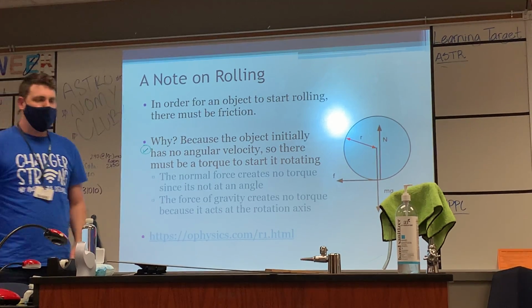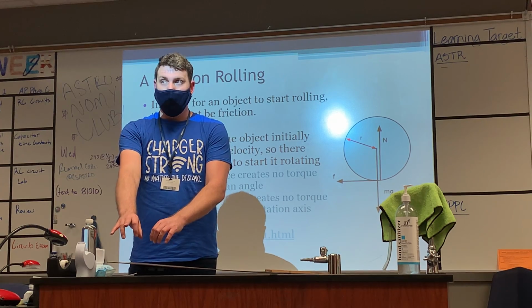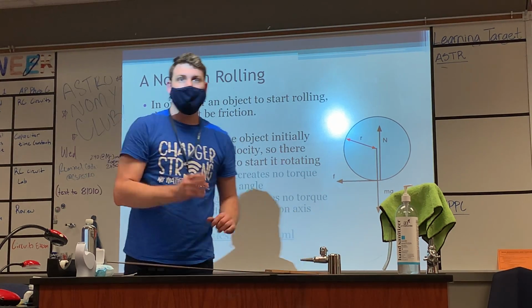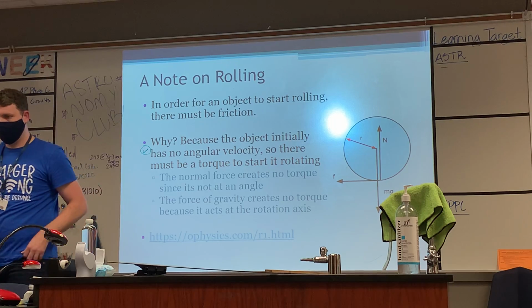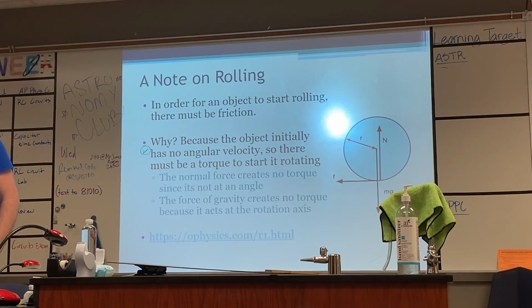If this surface was frictionless and I put the wheel and the disc and the ring on it, they wouldn't roll down it, they'd just slide down it. No rotation. They'd just slide down.